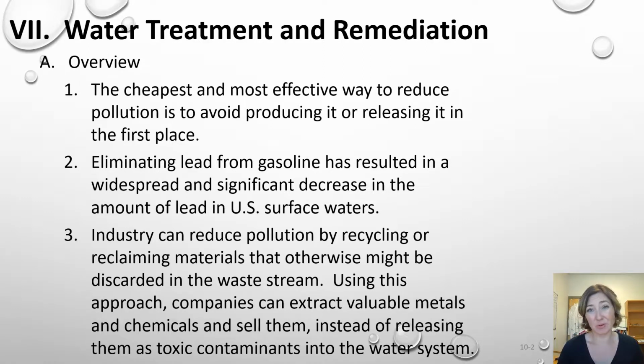Industry plays a really big role in this. As you know, industrial pollution can be on a bigger scale than domestic production of pollution. And industry can reduce pollution by recycling or reclaiming materials that otherwise might be discarded into our waste stream. So if you have a company who is able to extract a valuable metal or a valuable chemical and then turn around and sell those to somebody else who needs them rather than releasing them as a toxic contaminant, it's a lot more economical and it's a lot better for the environment as well.